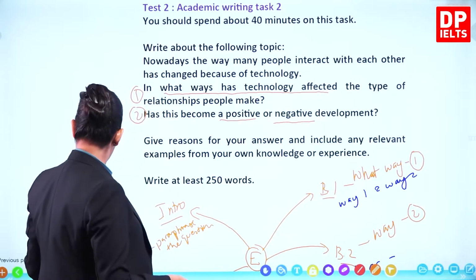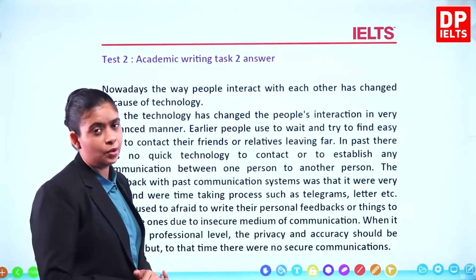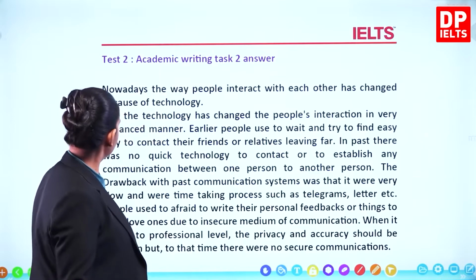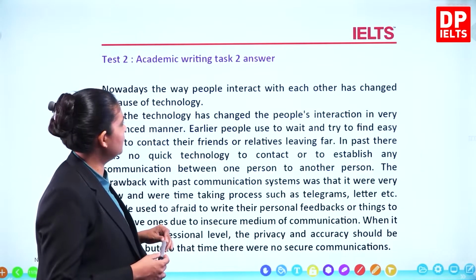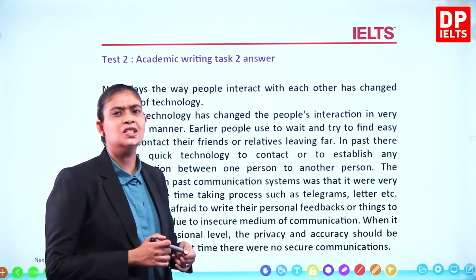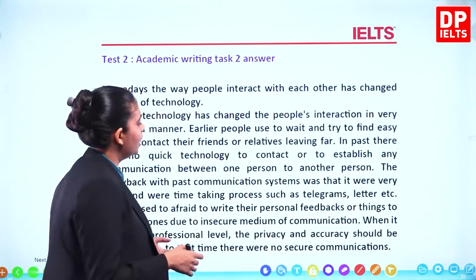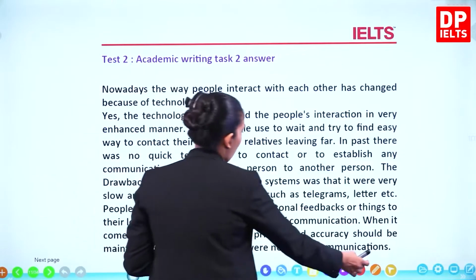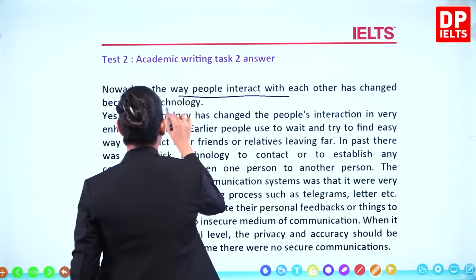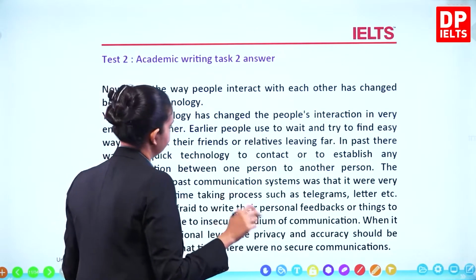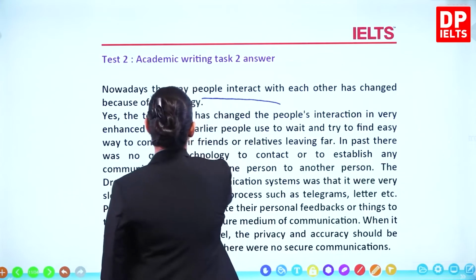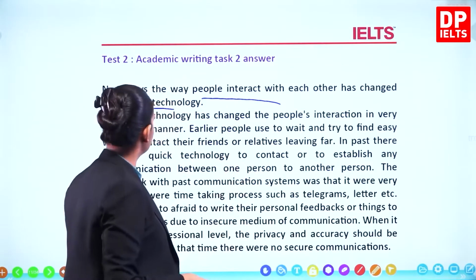All right, so let's have a look at a sample answer. Hopefully you finished jotting down your answer. Now here: "Nowadays the way people interact with each other has changed because of technology." I think that's quite similar. Paraphrasing is not really good. It's kind of the same thing, right? So not really paraphrased well.